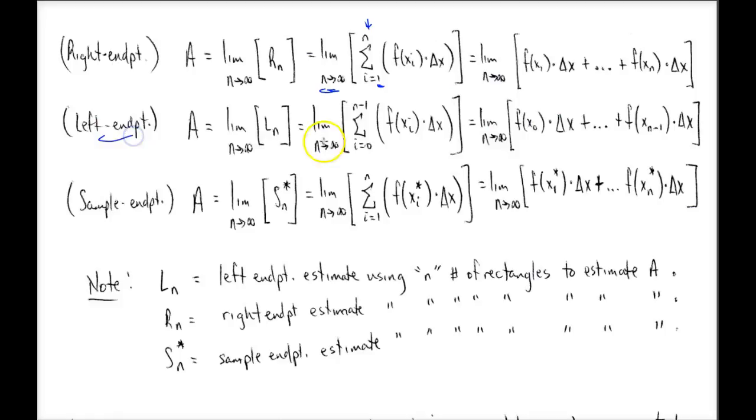For the left endpoint estimate, of course, the only thing that's different is our index starts at i equals 0 and stops at n minus 1 instead of starting at 1 and going to n. And then, of course, for a sample endpoint, we're just picking some random value of x in between what our delta x divisions would be. So, of course, here we'll just be indexing that from i equals 1 to n as well.